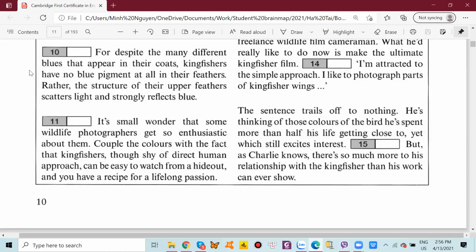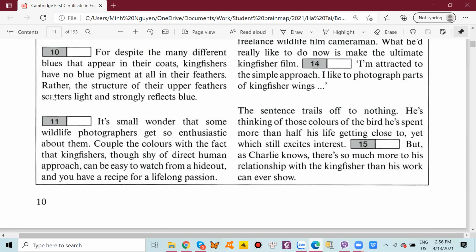So here they say many different blues appear in the coats. It means the blue colors on the coats of the kingfisher, that is the bird's name. Kingfishers have no blue pigment at all in their feathers. On the cover, they are talking about the appearance of the wings of the kingfisher. It has many dots, many spots of different blues all over. But for the feathers, there is no blue color. They just want to describe the appearance of the wings and the feathers inside the wings of the kingfisher.